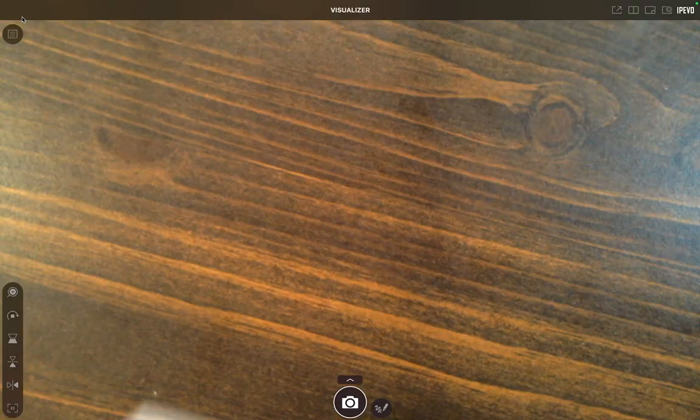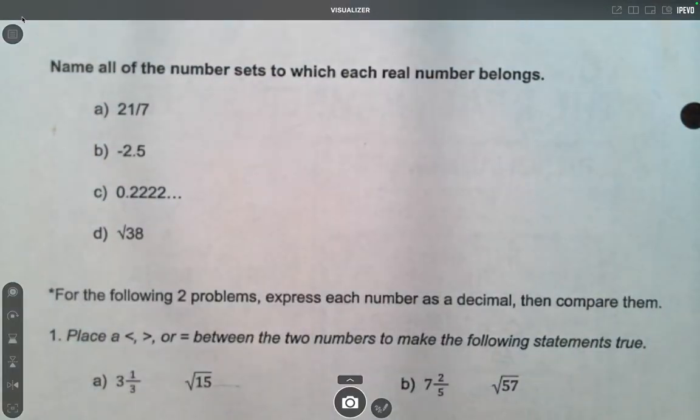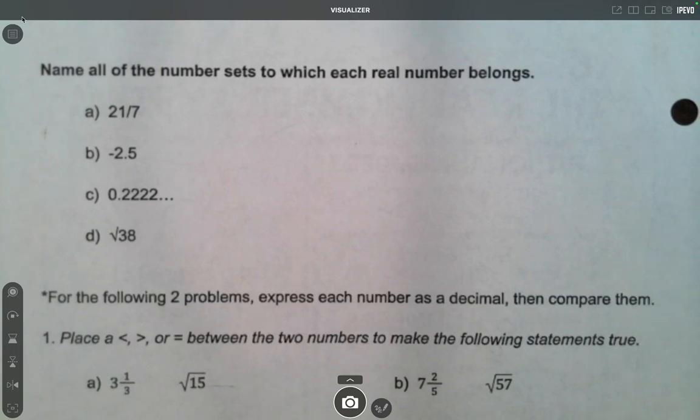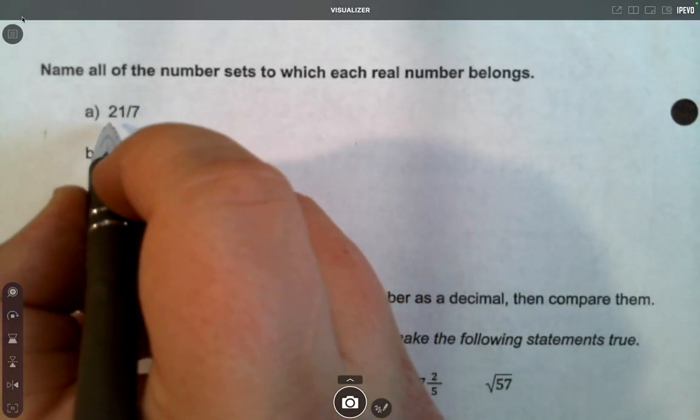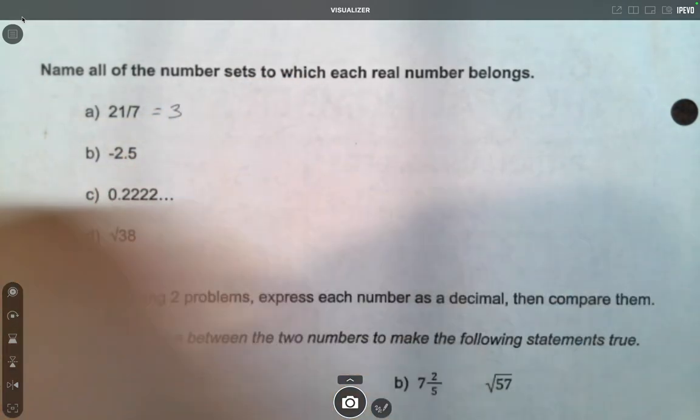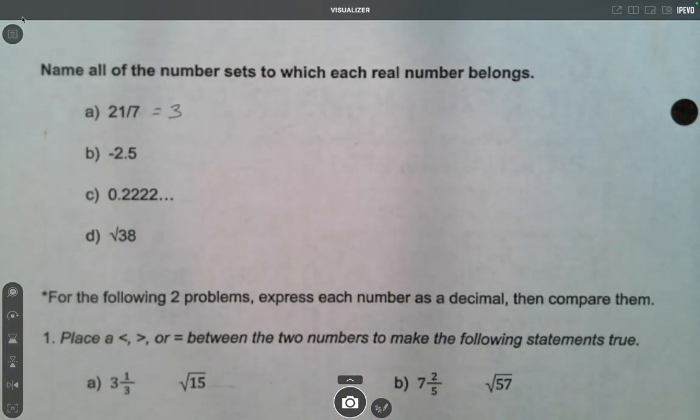So let's flip to the back. We want to name all the number sets to which each real number belongs. First, we want to see if we can reduce this at all. And we can. 21 over 7. 21 divided by 7 is 3. Okay, so let's look back here.